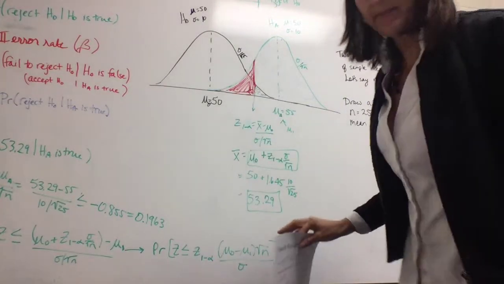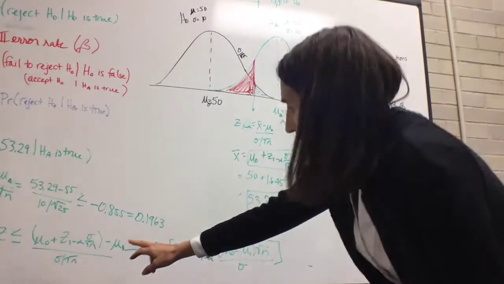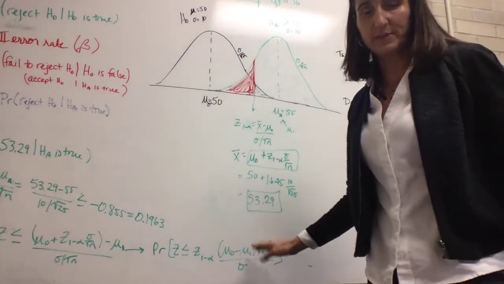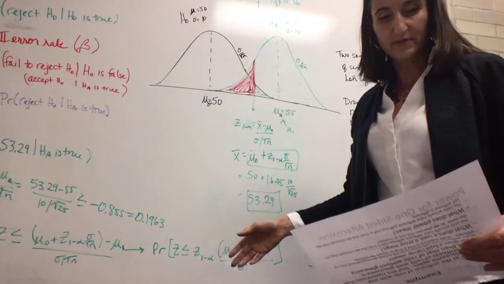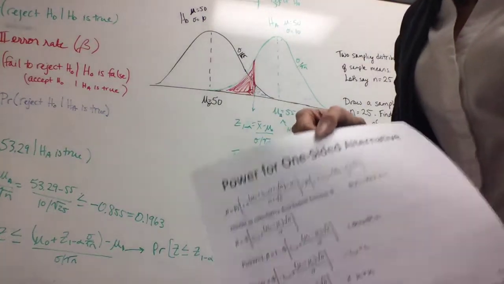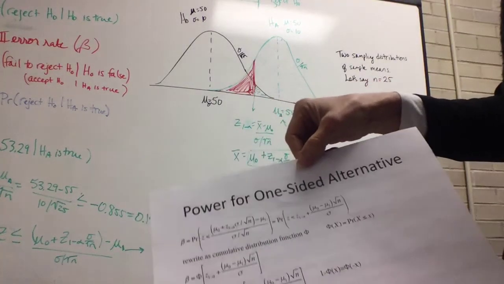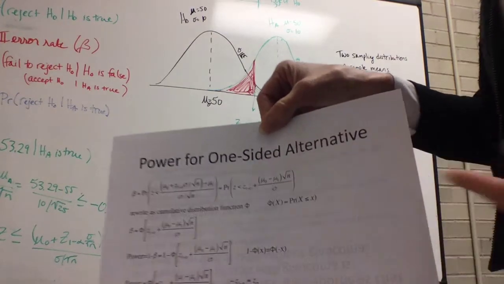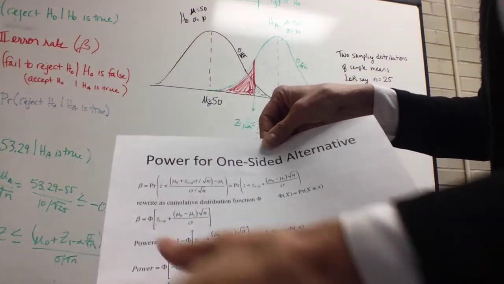All right, so we stopped the last video right here when we got this general expression for beta. And we're going to use that general expression for beta to find a general expression for power. So please look at your notes. This is slide 8 in your notes. And this is the general expression for beta that we got from those notes.